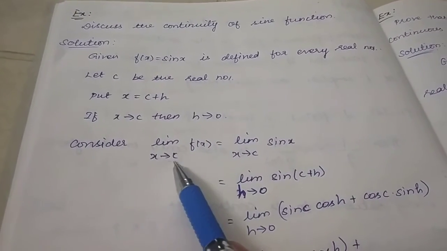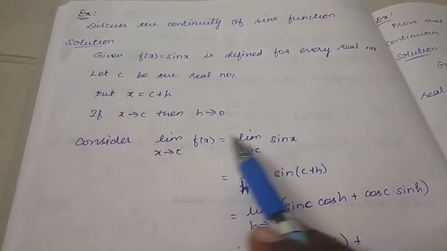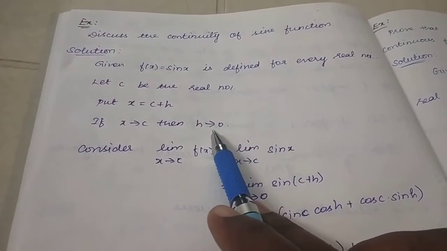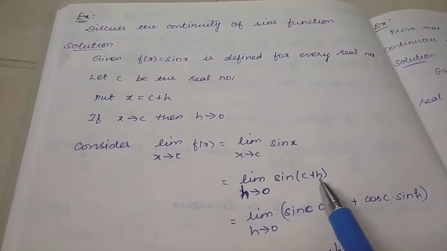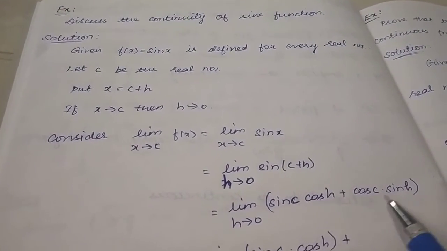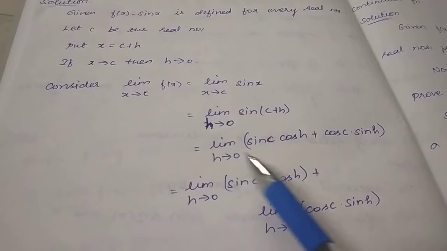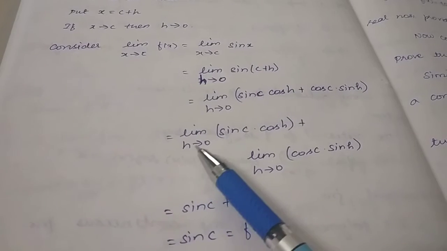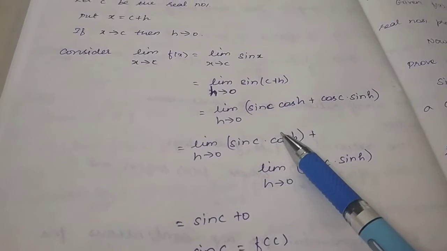So let us consider the limit as x tends to c of f of x, which equals the limit as x tends to c of sin x. Then if x tends to c, we can replace it with h tends to 0, and in the place of x we replace c plus h. Then use the formula sin of a plus b equals sin a cos b plus cos a sin b. After this expansion, split the limit for the two terms. Then in the next step, apply the limit. Substituting h equal to 0, cos 0 value is 1, so this value will become 1.